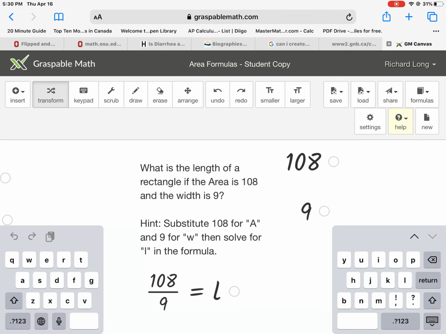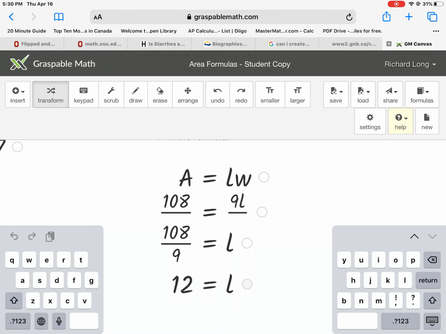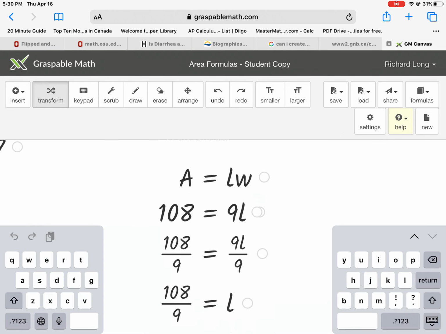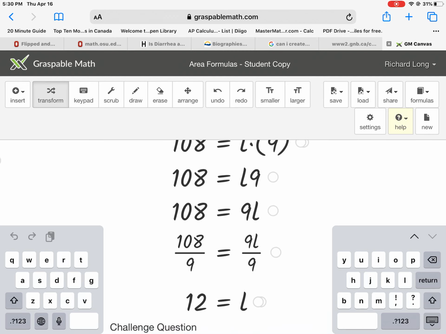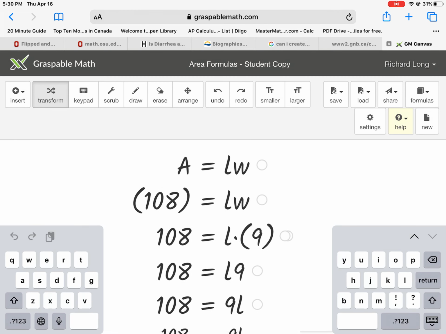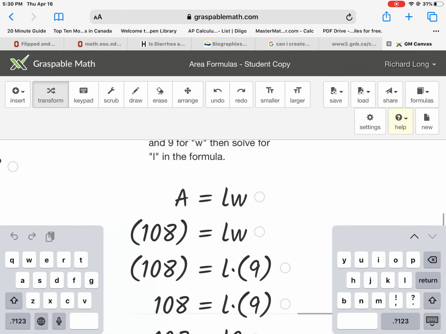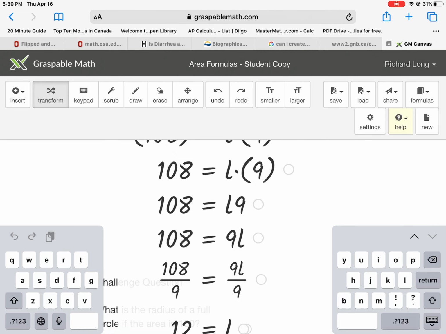9 divided by 9 is 1, and then 108. Oh, it's 12. Look at that. So now we've got that, and we can show all of our work. Now, there is something else that I could have done here, and I can go one more. So there's lots of work there showing, okay, lots of work.